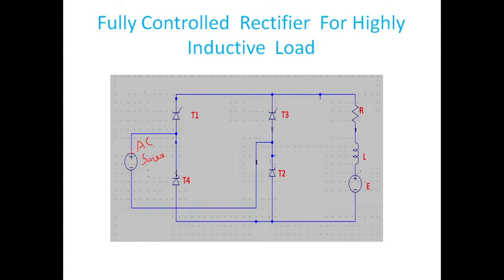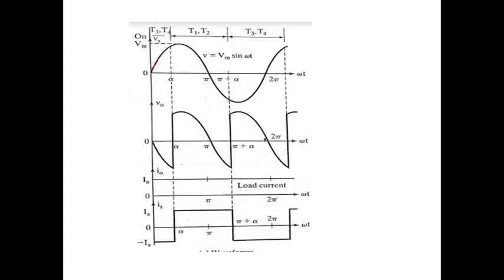So we have seen the working of this fully controlled rectifier. We have seen the load voltage. The load voltage starts at alpha and continues till pi and continues even after pi till you fire another pair of SCRs, T3 and T4. Again we fire T3 and T4, and the same thing repeats. Right now we will calculate the average load voltage which we have delivered to the load.